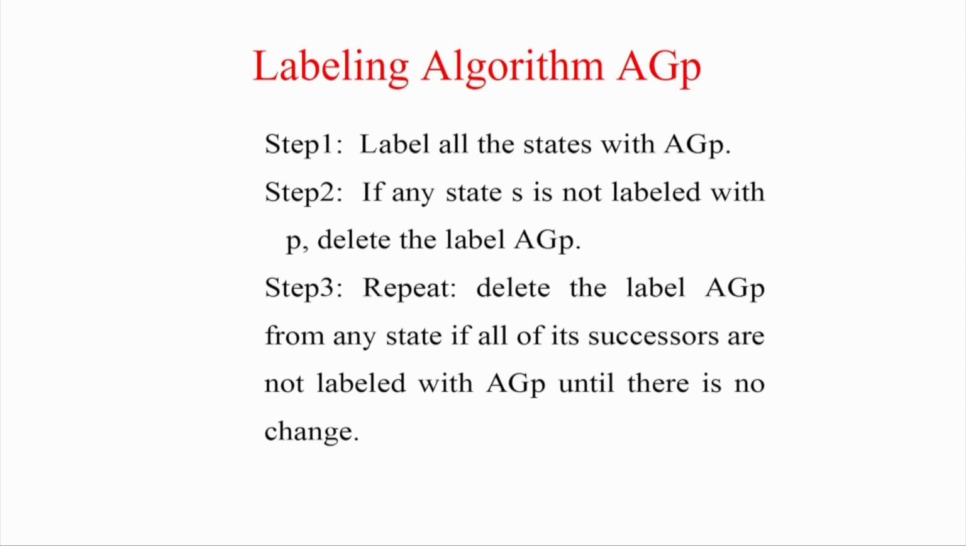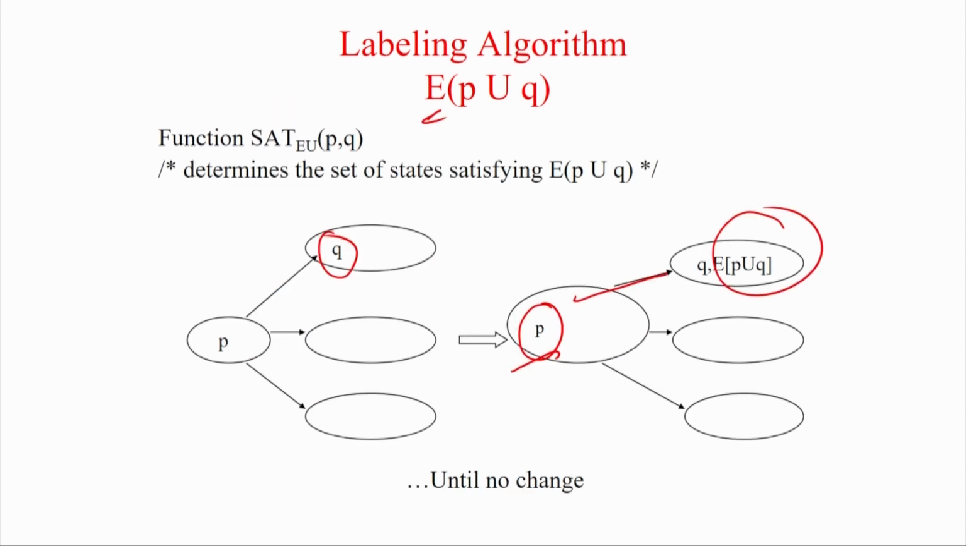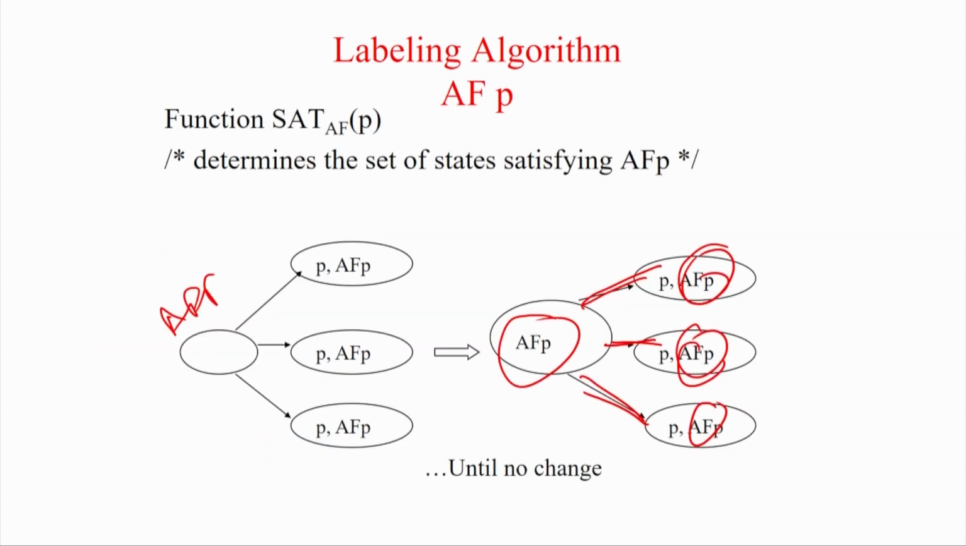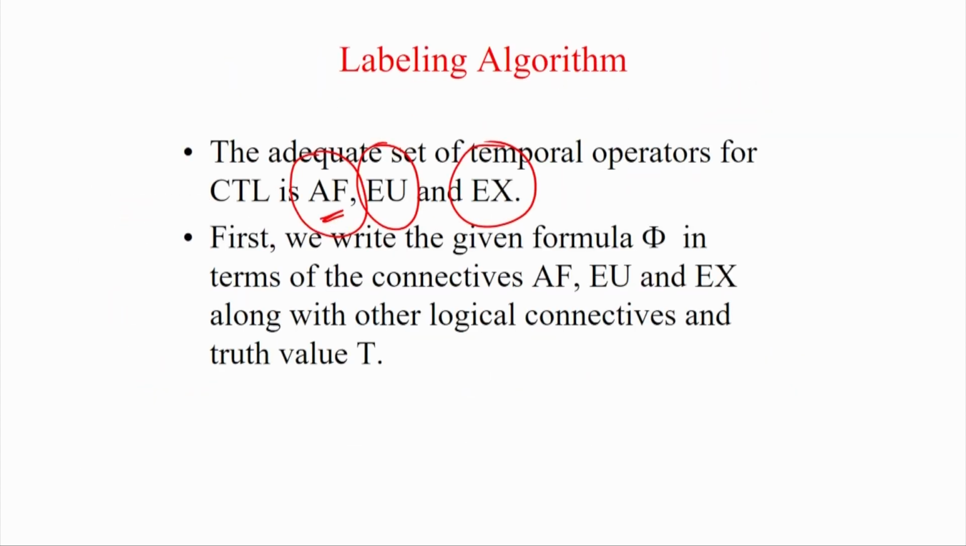That means the idea is that for any operator you take, like E P until Q or AF, for every such formula the labeling algorithm will be different. But why we have discussed mainly these three is that any property you write can be represented in these terms. You have to modify them into these terms and then you can write.